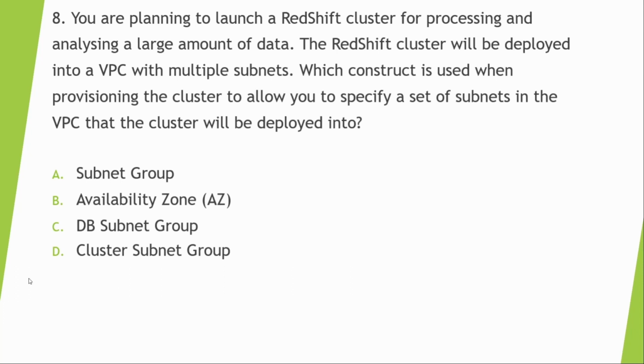And coming to options here. So first of all, subnet group. Subnet group is not used by cluster wise. It is used by ElastiCache. Okay, then AZ, that is availability zone. Availability zone is a part of global infrastructure. Okay, then DB subnet group is for RDS, not for Redshift.